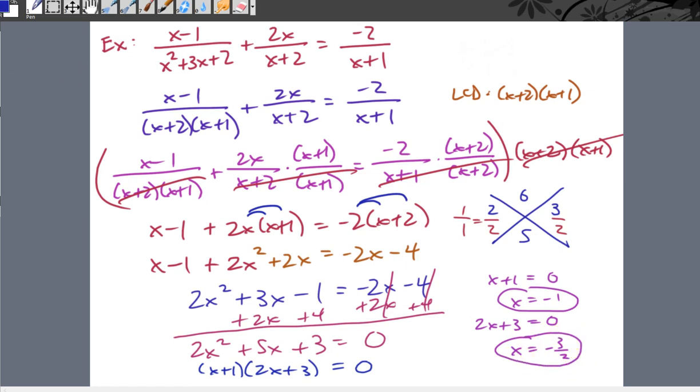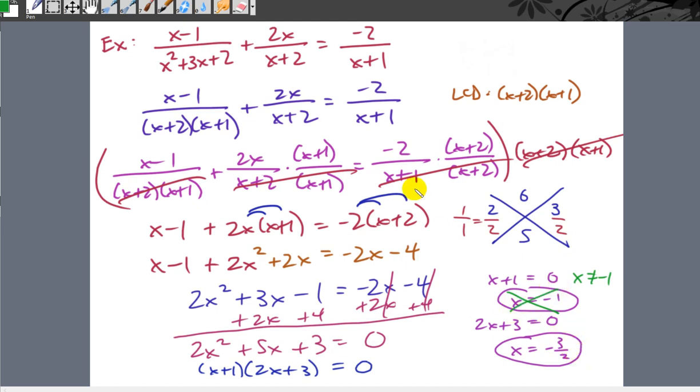Okay, but it's good practice to also go ahead and check to see if these solutions are actually valid. So what I see is that if I were to plug negative 1 back into our original, negative 1 plus 1 is going to be 0. So recall that if we get a denominator of 0, that's going to lead to something that's undefined. This means x cannot equal negative 1. So since x cannot equal negative 1, we have to omit that solution.